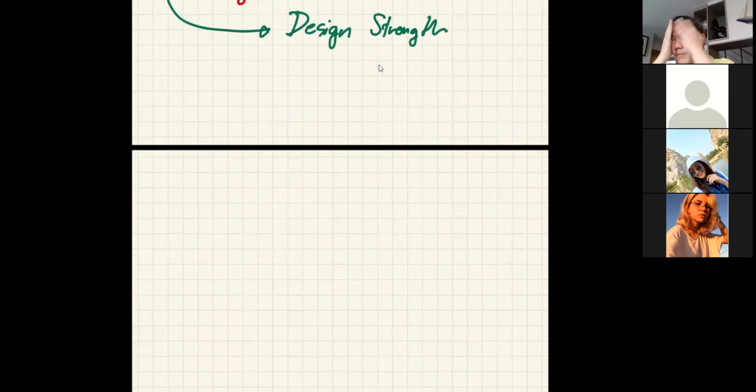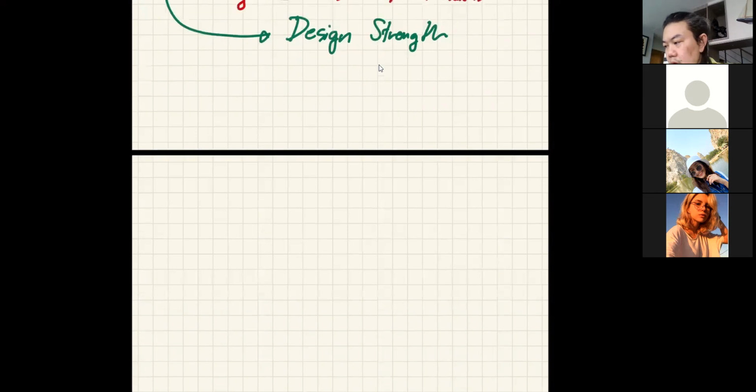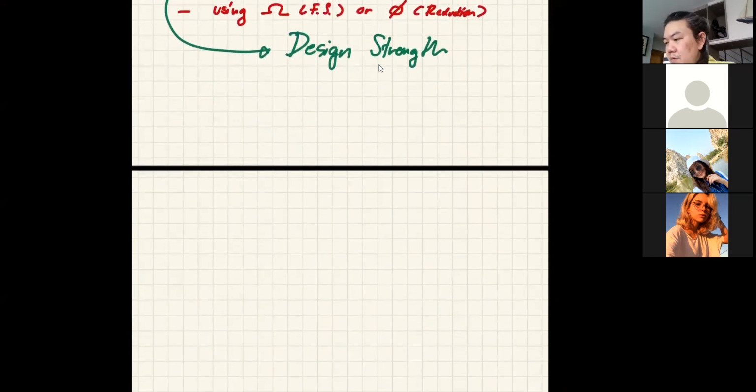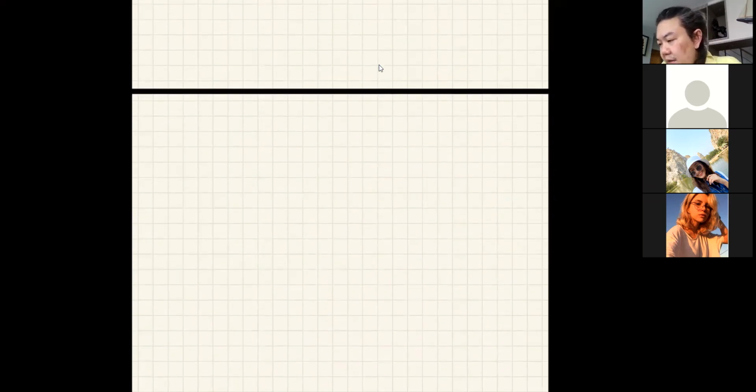Okay. So now you understand the concept of the demand and supply, right? And now you understand the concept of nominal and design strength. Now, when you look back here, it's simple enough to see that you always make sure that your supply is greater or equal to the demand, right? So now we're gonna look into more details about the demand and supply.